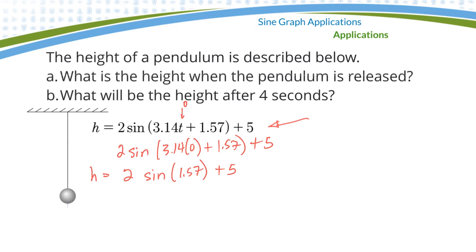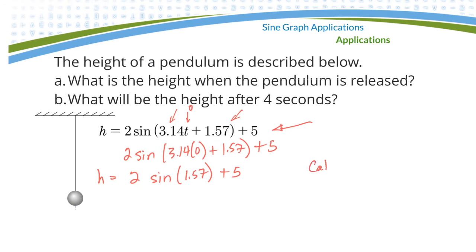Now you can plug this in your calculator. Here, as we've discussed with radian measure, these 1.57, 3.14, that's in radian measure. So make sure your calculator is in radians. Okay, when you do this, I think that this comes out to 1. So the height would be 2 times 1 would be 2, and 2 plus 5 would be 7. So the height of the pendulum, I think, would be 7. That is making sure your calculator is in radians.